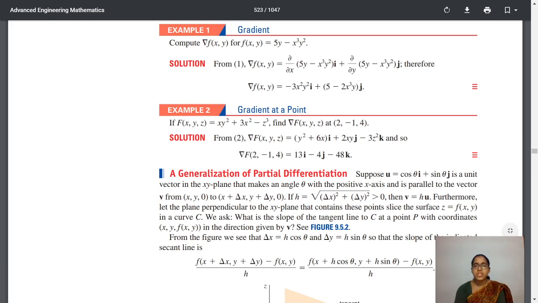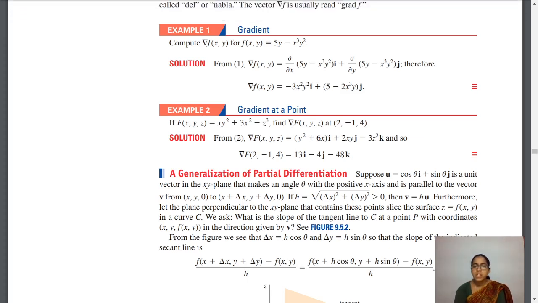So what will be the differentiation? Partial derivatives. The first derivative with respect to x will be y square plus 6x. The second one would be 2xy. That's it, the rest are constant. And the third one would be minus 3z square. So that will be our gradient of f, that is (y square plus 6x) i plus 2xy j minus 3z square k.